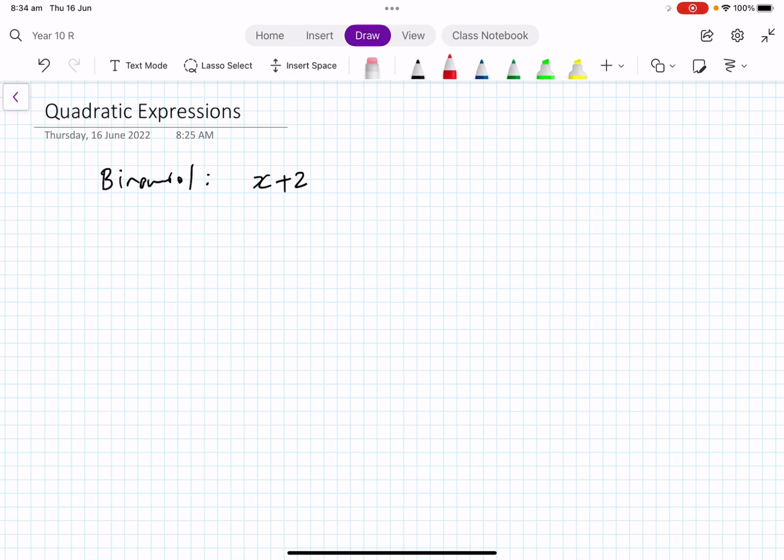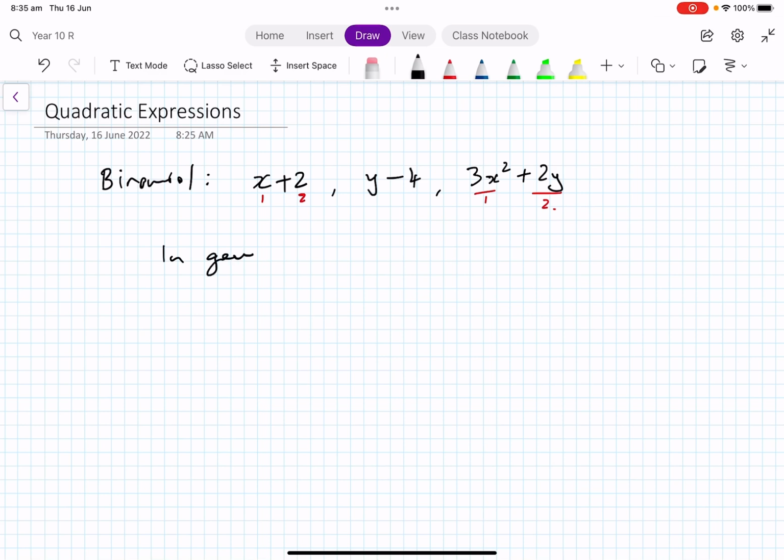You notice you've got two things. Or y minus 4, or 3x squared plus 2y. All those are expressions where you have two things. So a binomial is simply something that has two parts to it: something plus or minus something else.